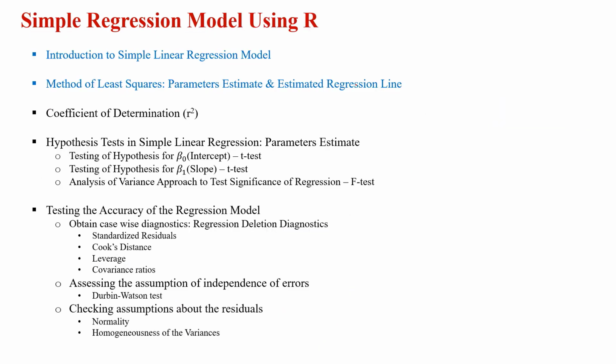So now, first of all, we will talk about what the simple linear regression model is, and then we will discuss how we can estimate the parameters of the model using the method of least squares approach. First, let's discuss what a simple linear regression is. As we have discussed earlier, in a simple linear regression we have one dependent variable and one independent variable. The dependent variable must be in a measurable form or a quantitative variable.